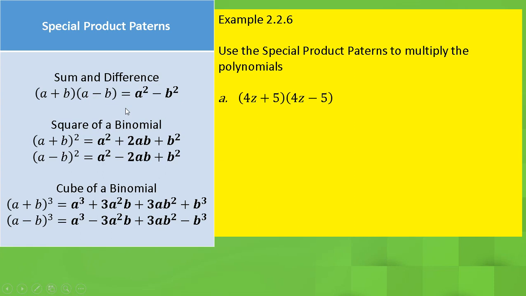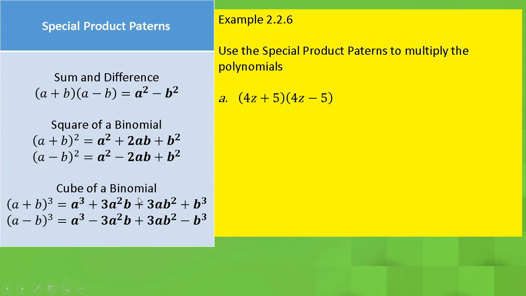And then we have square of binomials, a plus b squared. So we have a squared plus 2ab plus b squared. This is just a review since you already have this in your grade 8. So a minus b squared, recall what you learned. We have a squared minus 2ab plus b squared.